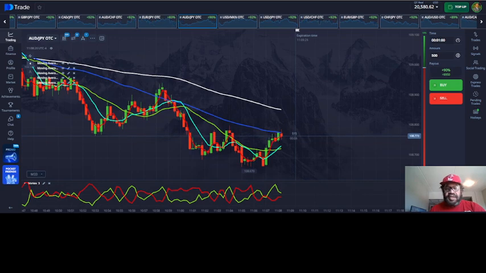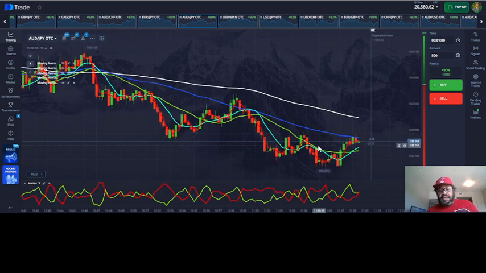So what you're looking at here is the interface of Pocket Option, and I have my SMA lines set up here. The white line is the 100 SMA, the blue is the 50 period SMA, the green is the 20 period SMA, the turquoise is the 9 period SMA, and the red line is the 3 period SMA.